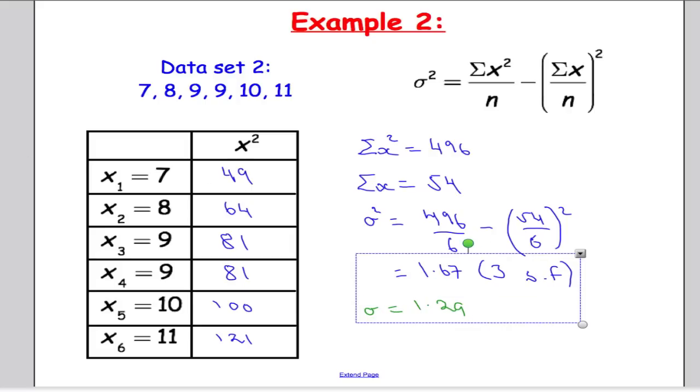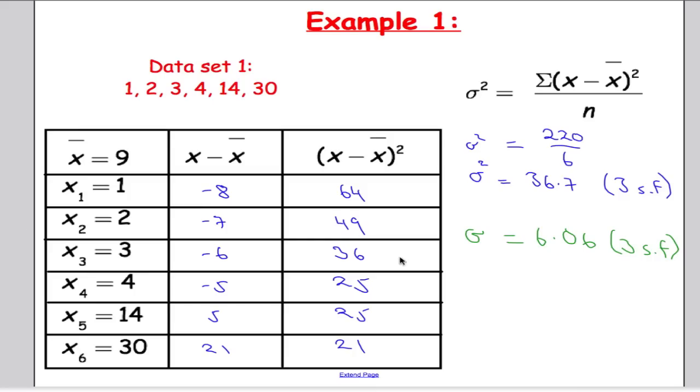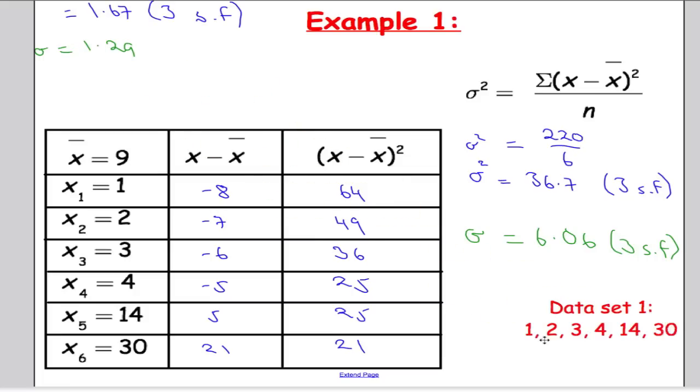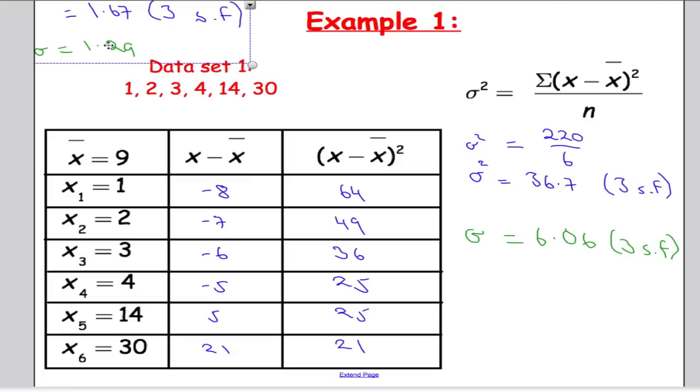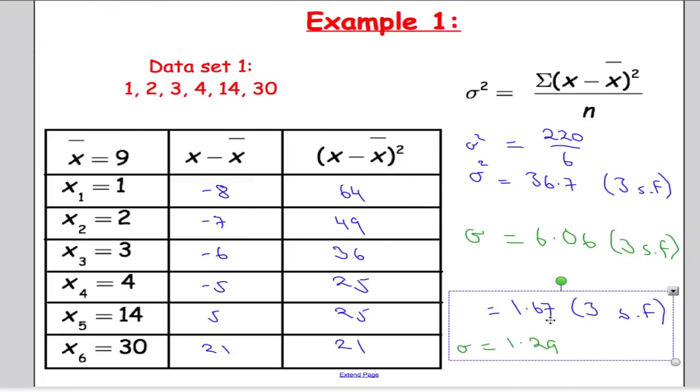Let's copy that. Compare that to what we had over here. So if we look, data set 1, which was the red data set, had a variance of 36.7 and 6.06, and for data set 2 it was considerably smaller, 1.67 for our variance and 1.29 for our standard deviation.